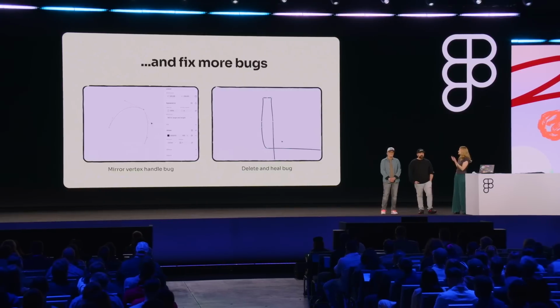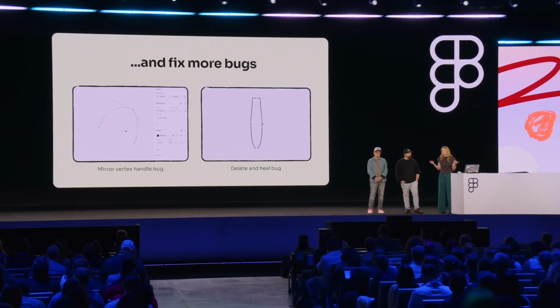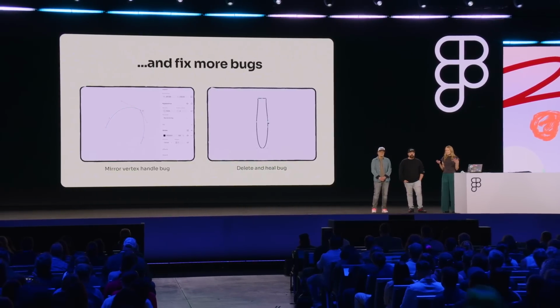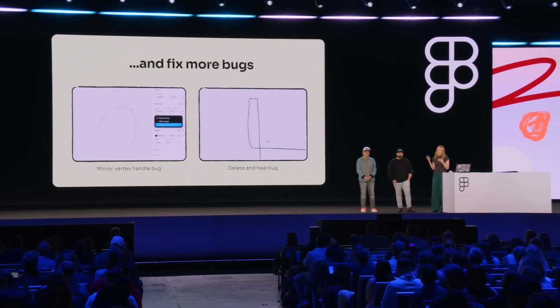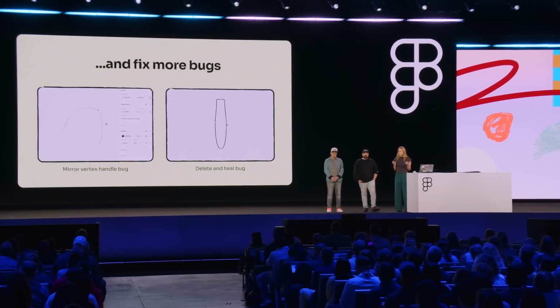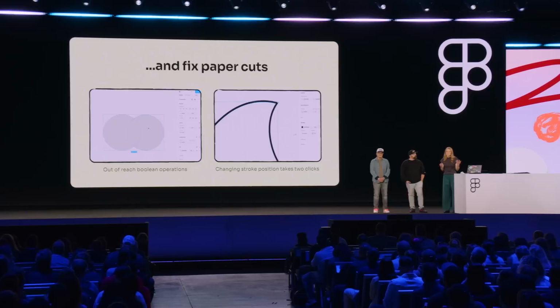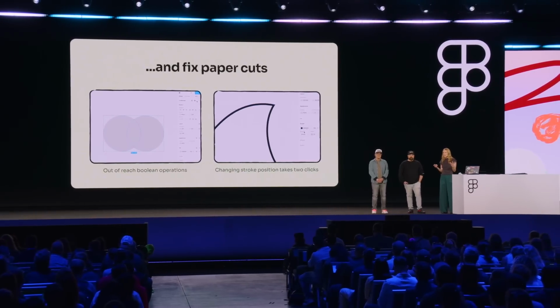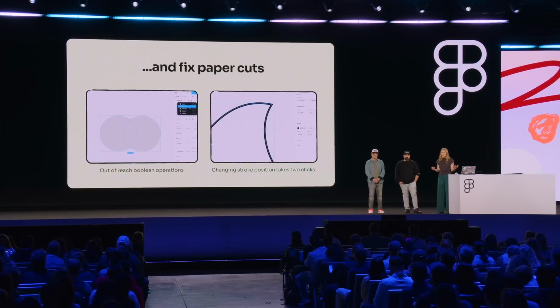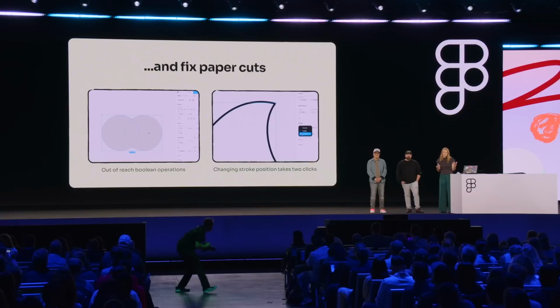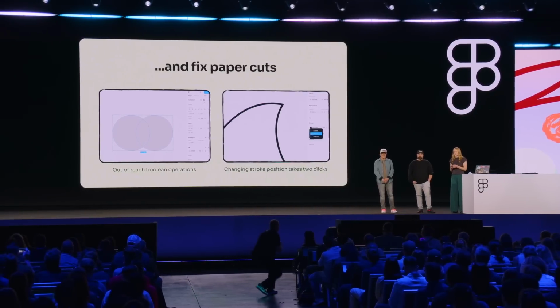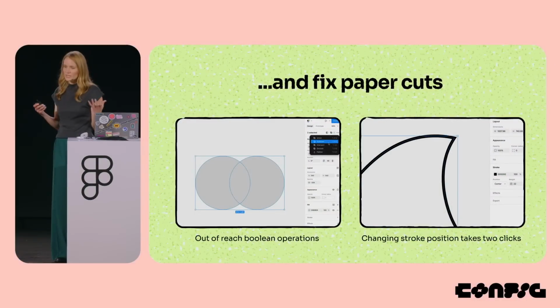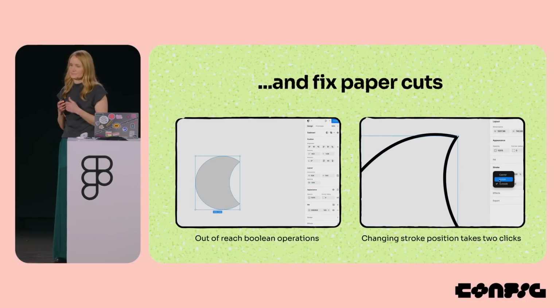Of course, we had even more bugs to fix. Maybe you've been frustrated by the thing when you change the mirroring in vector edit mode and it doesn't update immediately, or the tragic atrocities of delete and heal. Thank you, Annie and Sam, for fixing both of these. But we also needed to fix some other paper cuts, anything that takes too long or requires too many clicks to do something you do often, like bringing Boolean operations, vector tools, and stroke properties closer to you when you're editing vectors, or removing a click from changing the stroke position.